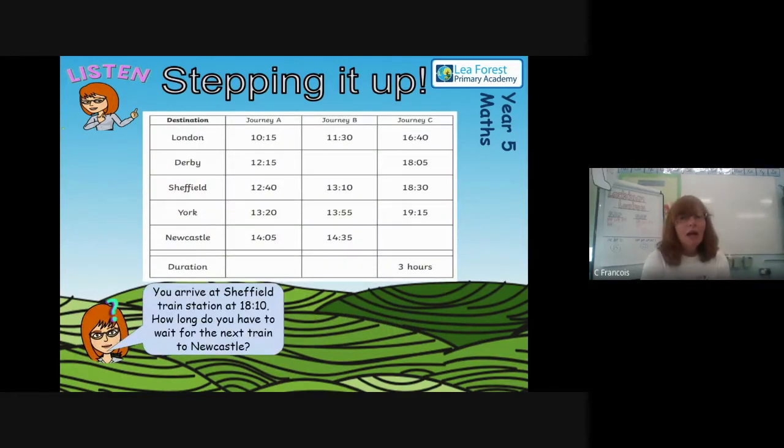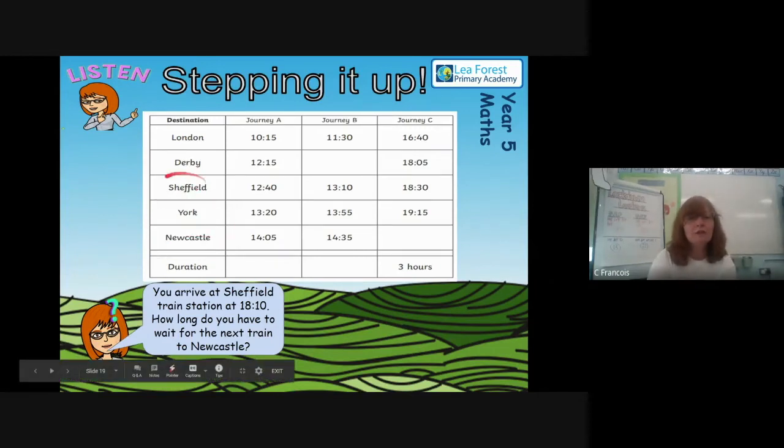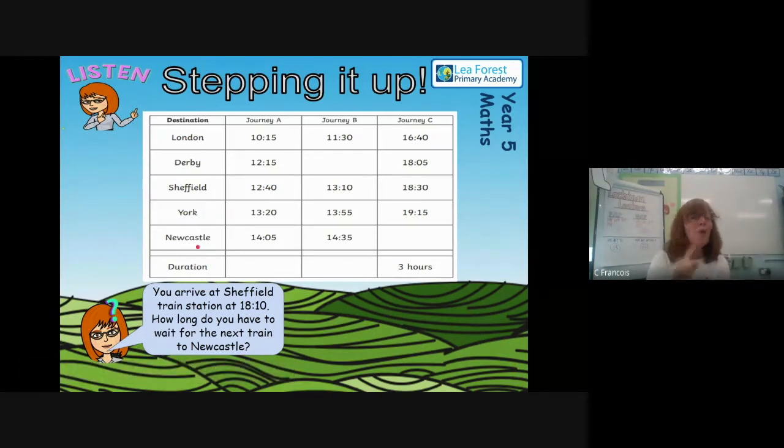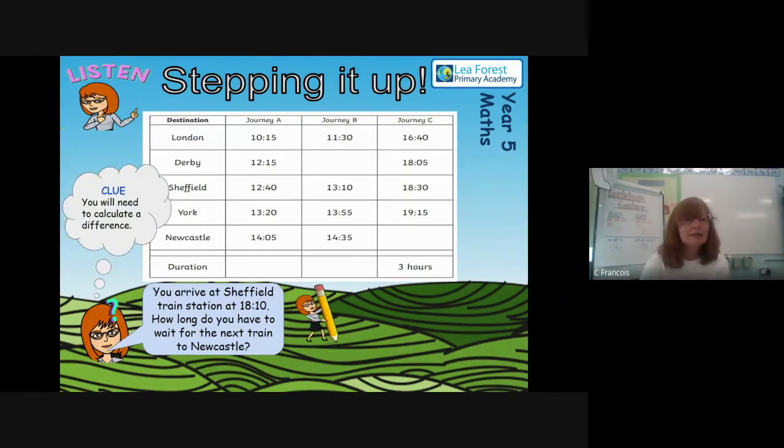So, another question. You arrive at Sheffield train station at 18:10. How long do you have to wait for the next train to Newcastle? Okay, so you arrive at Sheffield, you arrive here, and you want to get to here. How long do you have to wait for the next train to Newcastle? Not what time it is, how long do you have to wait? You'll need to calculate the difference. Or you could count on if you wanted to, but I would calculate the difference.